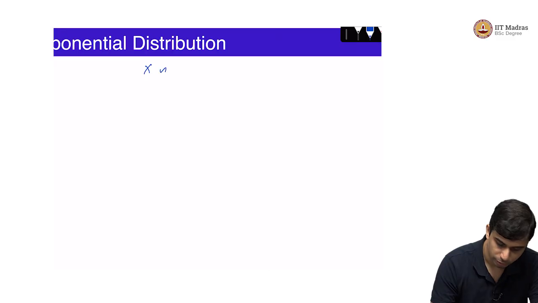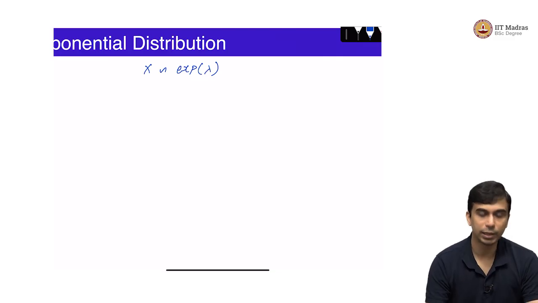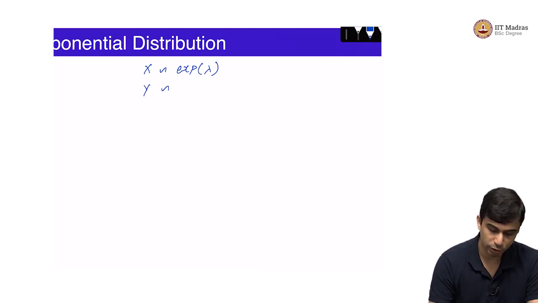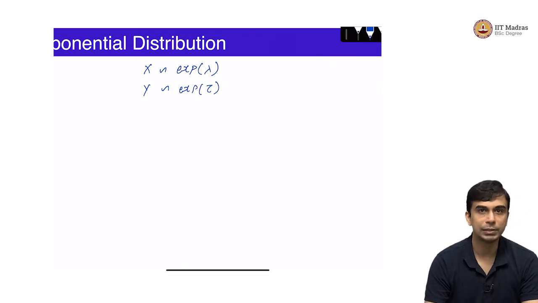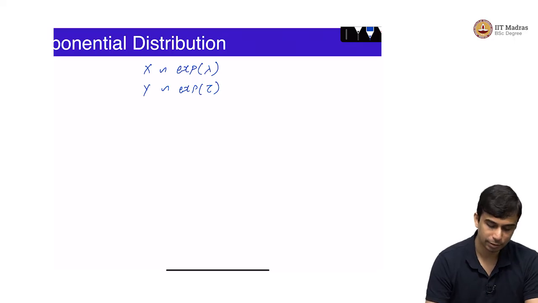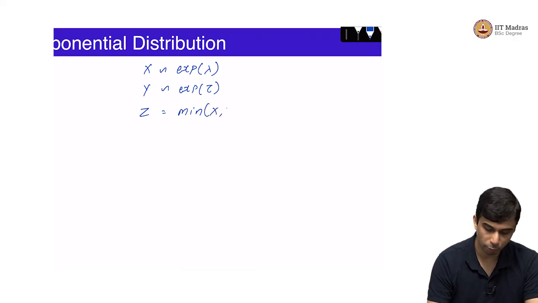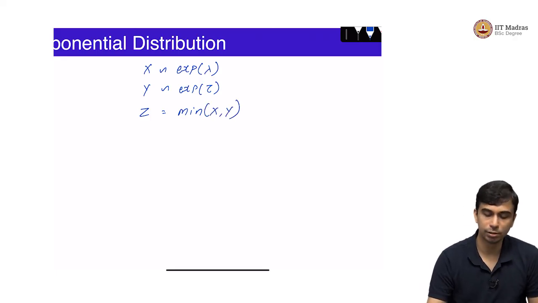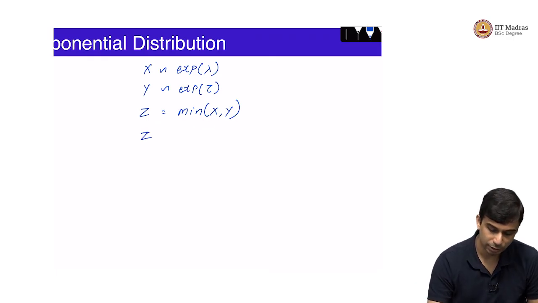Let us say X is distributed as exponential with parameter lambda, and let us say Y is distributed as exponential with parameter tau, and we will say X and Y are independent. Right. Now we define Z to be equal to the minimum of X comma Y. Then what is the distribution of Z? We will show that Z is distributed as exponential with parameter lambda plus tau.